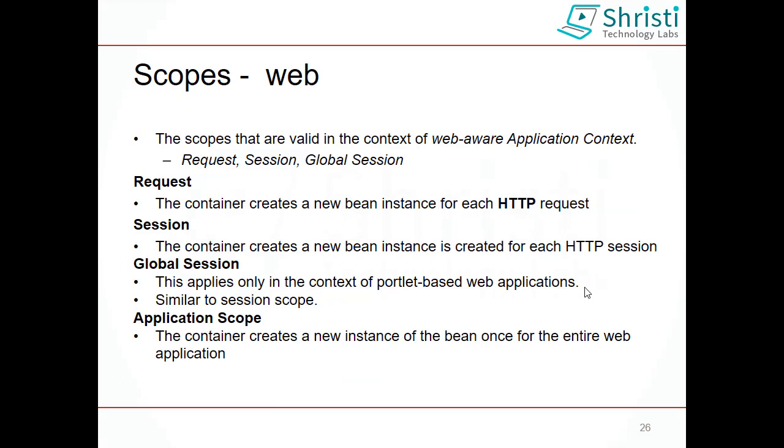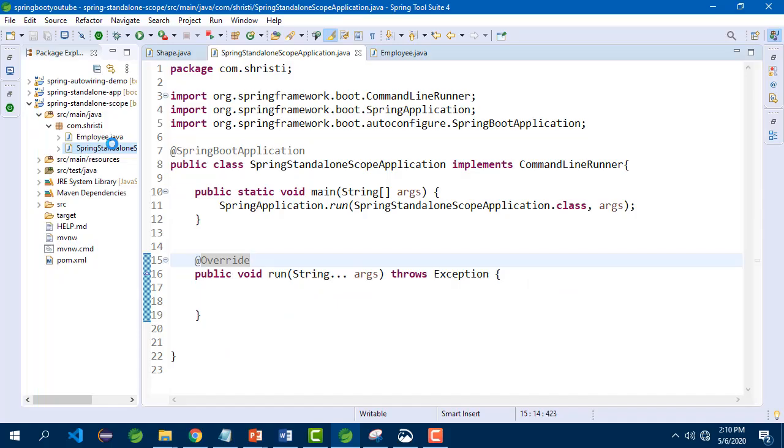Request scope. The IOC container will create a new bean for each and every HTTP request. Session scope. Here it will create a new bean instance for each HTTP session. Global session. This is used in case of portlet based application. Then is application scope. In case of application scope, the IOC container creates the bean instance once the application starts. Now let us see an example of using and understanding the singleton and prototype scope.